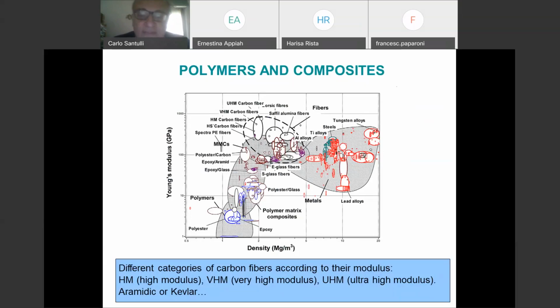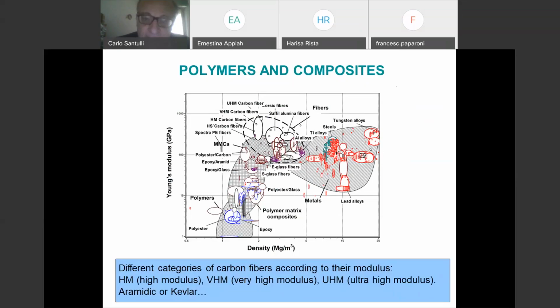So you might have high modulus, very high modulus, ultra high modulus carbon fibers. You have aramid fibers, which are Kevlar. You have also another pattern, which is the Quaron fibers. But apart from that, you can see that the question is having stiff materials with low density. Whilst in the case here, it's a logarithmic scale, you can see that the polymers have got a few gigapascal Young's modulus.